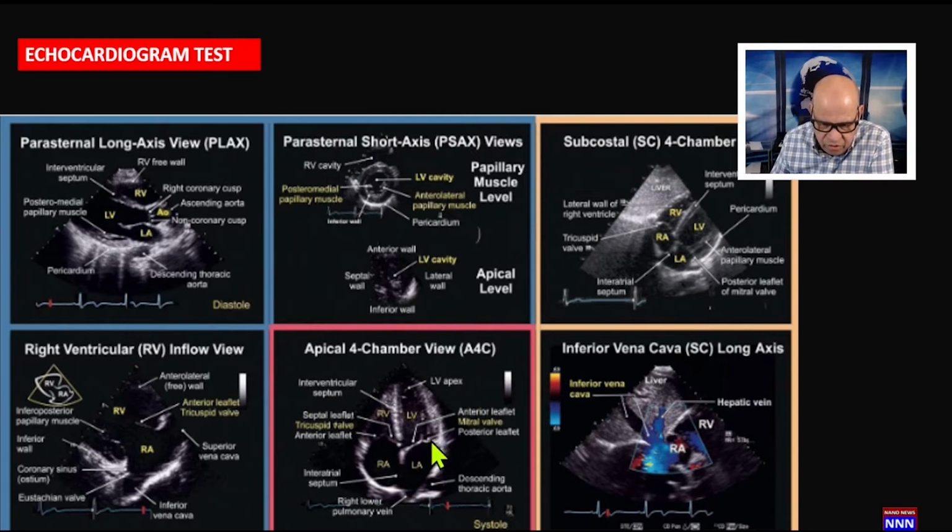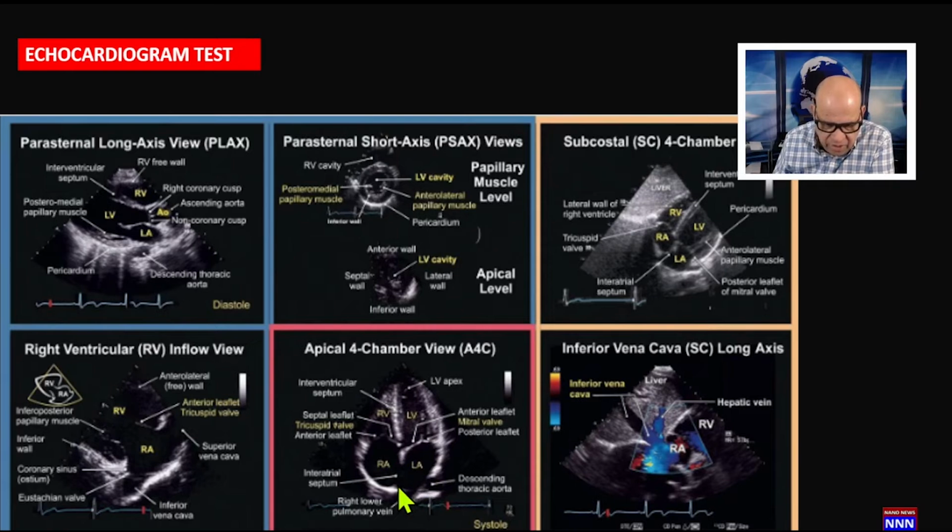This is the posterior mitral leaflet. And remember, there are three mitral leaflets: the anterior, posterior, and the lateral leaflets. There are three leaflets, and there are scallops, I should say. And that's something we have to know. Here is the left atrium, and here's the descending thoracic aorta.